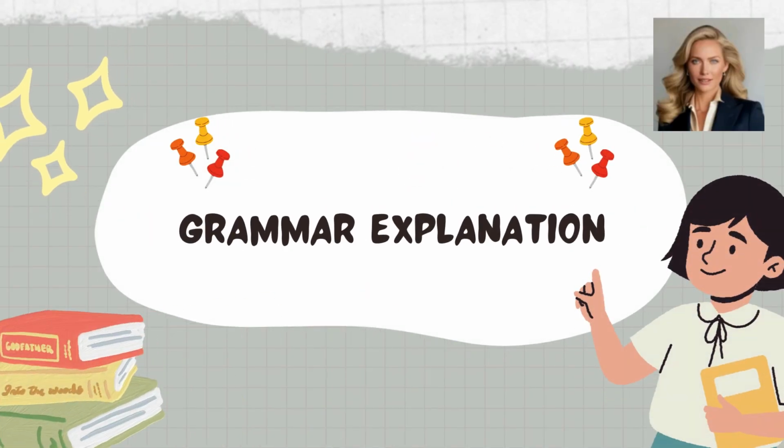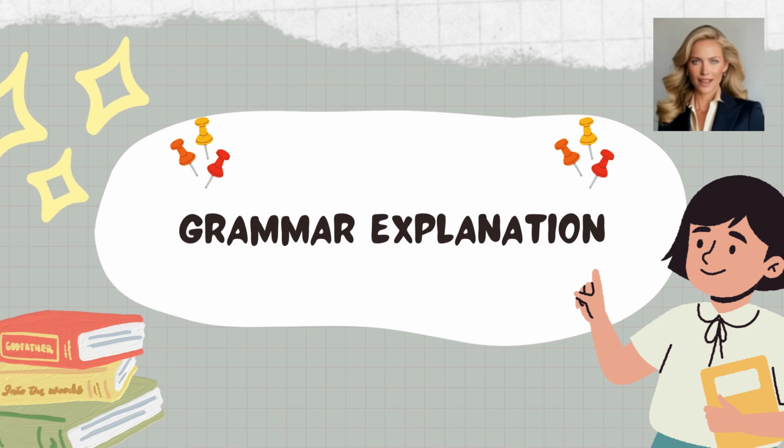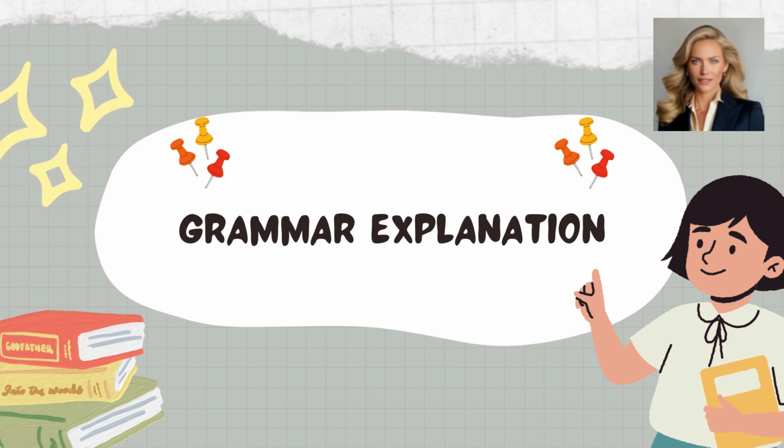Grammar explanation. We use comparative adjectives to compare two things or show change. The comparative form depends on the number of syllables in the adjective.